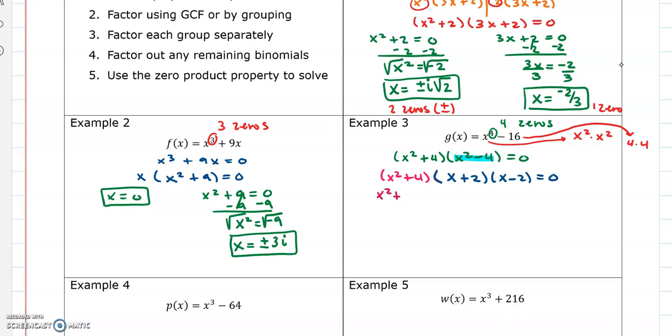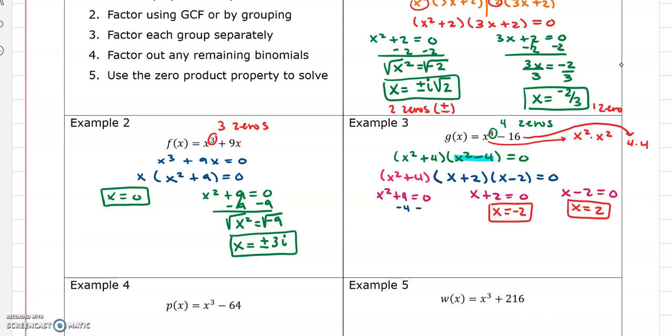So I have x squared plus 4 equals 0, x plus 2 equals 0, and then x minus 2 equals 0. These last two are a little bit easier, right? X is equal to negative 2, that's one solution. X is equal to a positive 2, that's another solution. Now let's do this x squared plus 4.